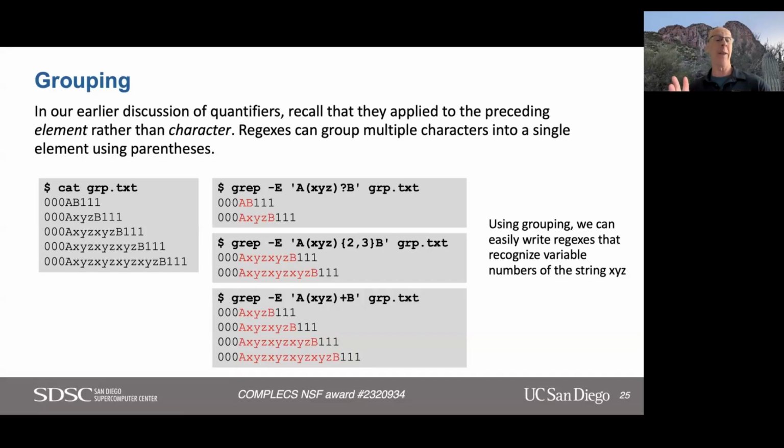So we're now going to look at the file grp.txt, or group.txt, and there's some seemingly random strings in there. 3 zeros, an A, a B, and then 3 ones. But you'll notice in each successive line that we add multiple copies of the string XYZ in between the A and the B. So we have an A, XYZ, B, A, XYZ, XYZ, B, and so on.